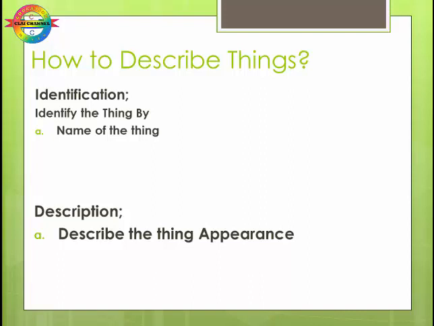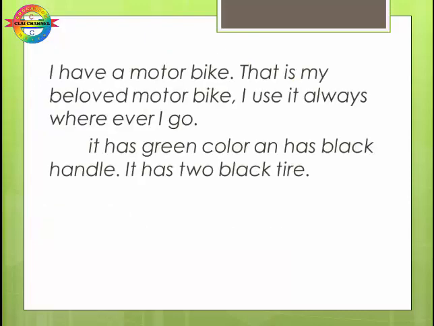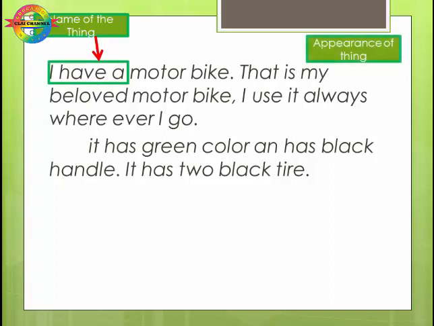Okay, next, how to describe things. Maybe this is a simple example that we can describe. It contains the name of the thing and the description, which describes the thing's appearance. So we can easily describe the thing's appearance. For example, I have a motorbike. Motorbike is the name of the thing.